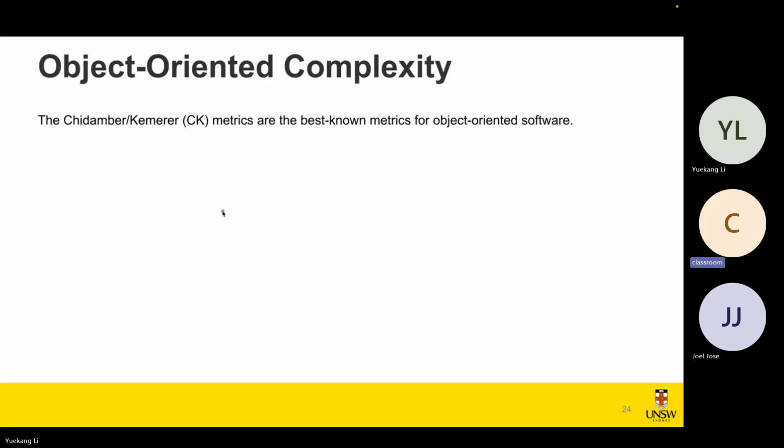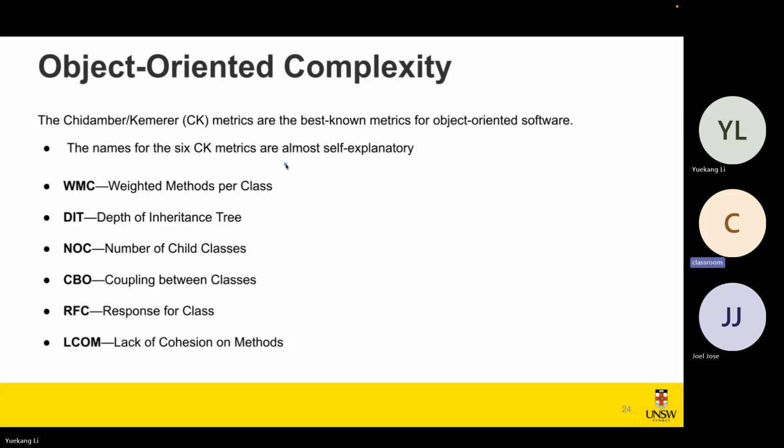The metric here is called the CK metric, which is not the CK brand. It is related to two names, and it is one of the best known sets of metrics for object-oriented software. There are 6 metrics here, and you can roughly know what each metric means by reading its name.